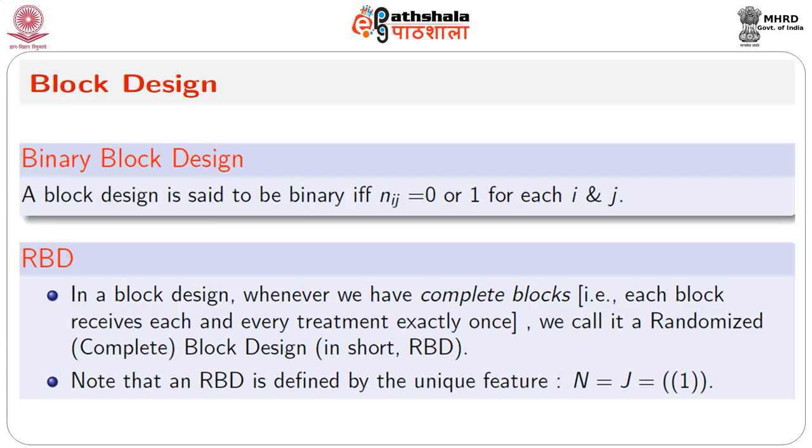And a randomized block design is a very special type of binary block design, where every block is complete in the sense that every block receives every treatment exactly once. That is why it is called a randomized block design, in short RBD. So in a way, RBD is defined by the unique feature of capital N, the incidence matrix, being a matrix of all ones, which in matrix notation is the matrix J. J is the matrix of all ones. Every treatment occurs in every block exactly once. That is how an RBD is characterized.